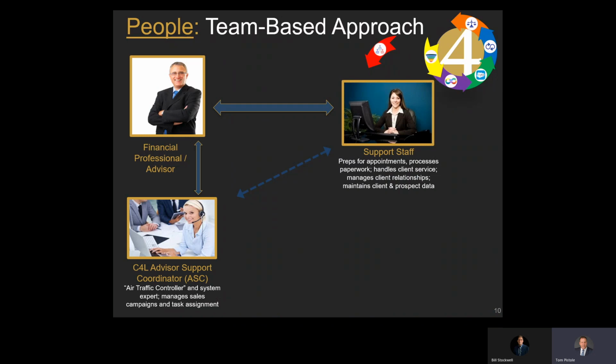The first is what we call an advisor support coordinator. This is the expert in our system. We refer to them as the air traffic controller. Keep in mind, they're not a financial advisor. That's really not their job.